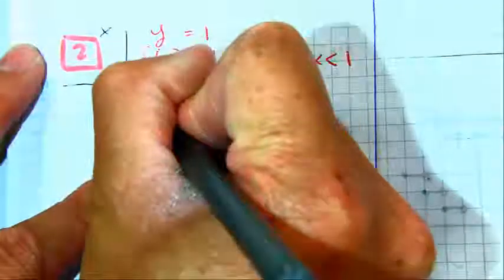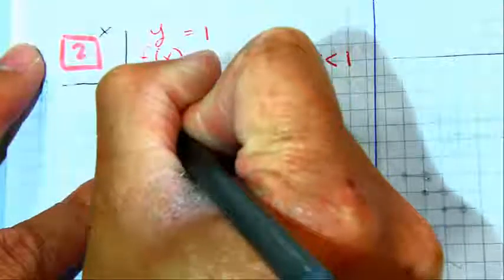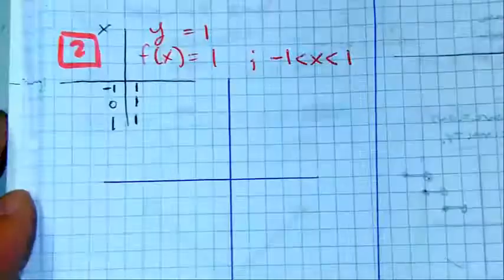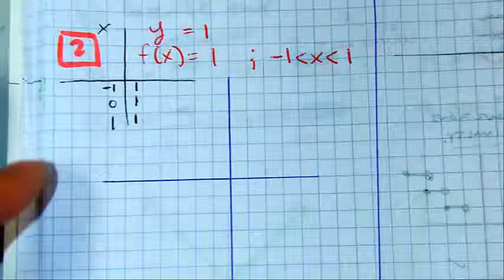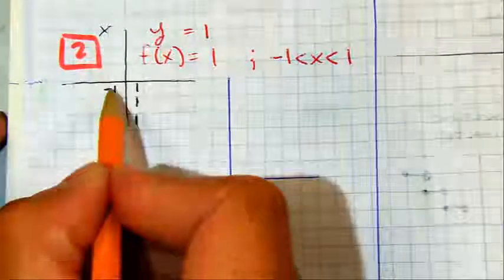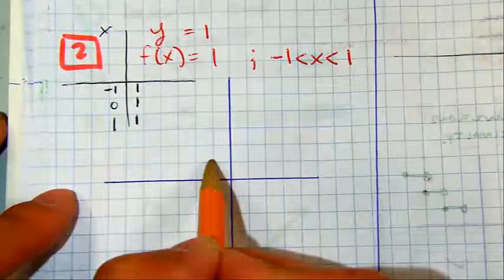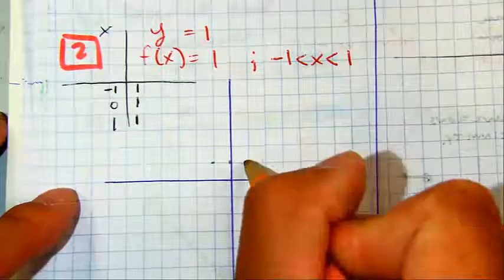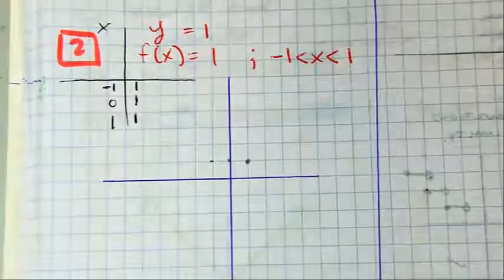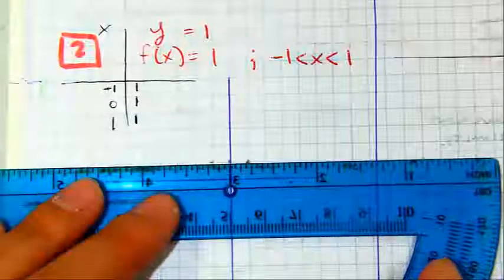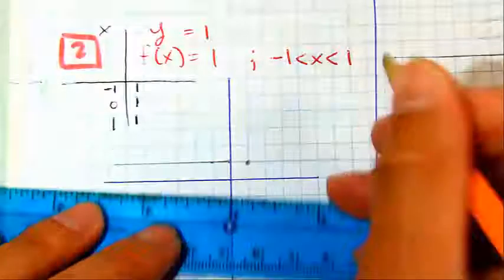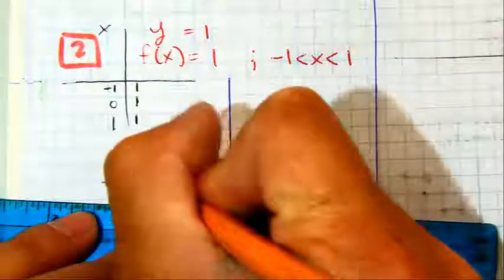You're saying, where are the x values? You can make them up. Negative 1, 0, 1. Now I just graph it. Negative 1, 1. 0, 1. Right 1, up 1. What do we have, class? You have a horizontal line. It has a slope of 0.